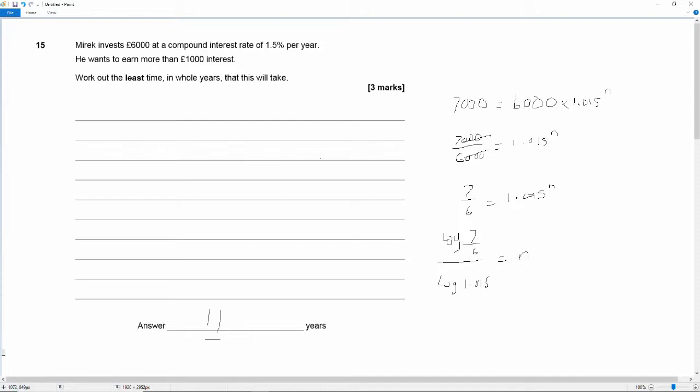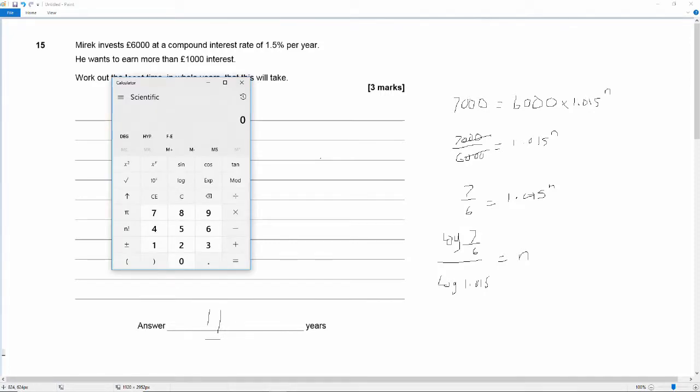So let me grab my calculator and check this out. So if I go 7 divided by 6 equals log, and then divide by 1.015 log, and equals 10.35. So I need 10.35 years, which 10 is not enough, and 11 will be a little bit too much. So I can get straight to my 11 without having to go through all that guesswork.